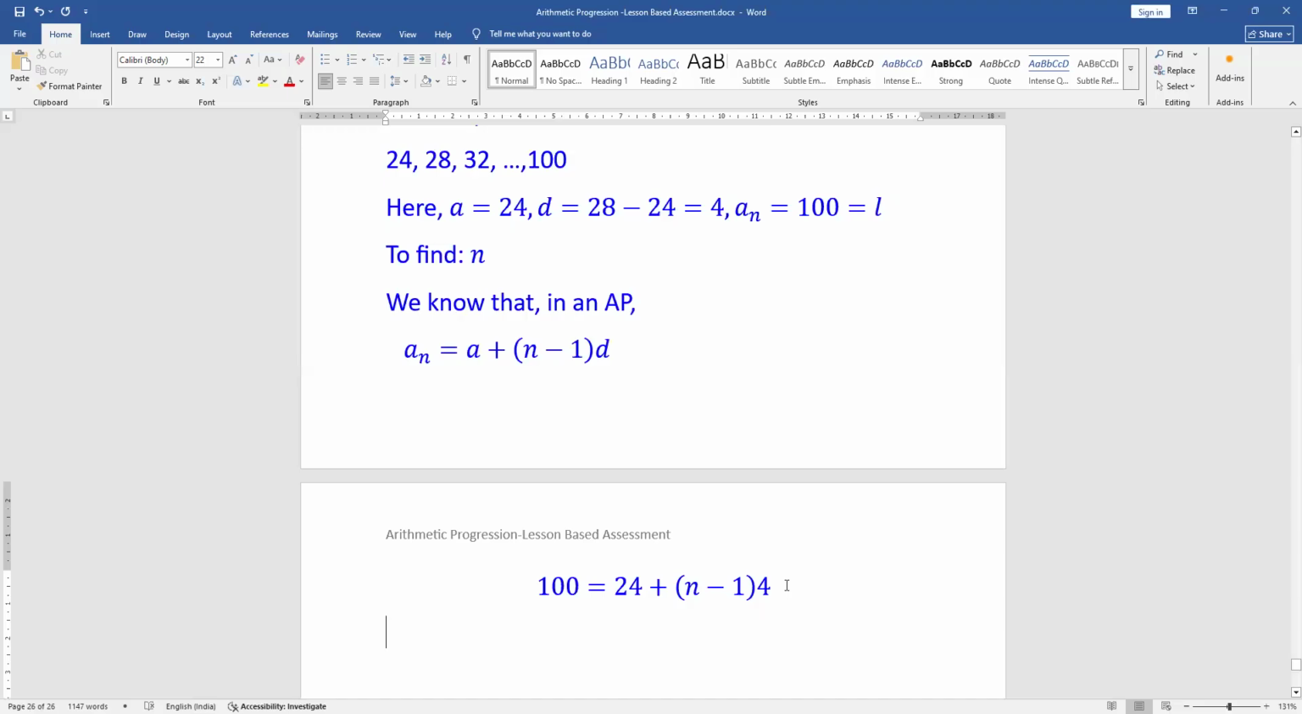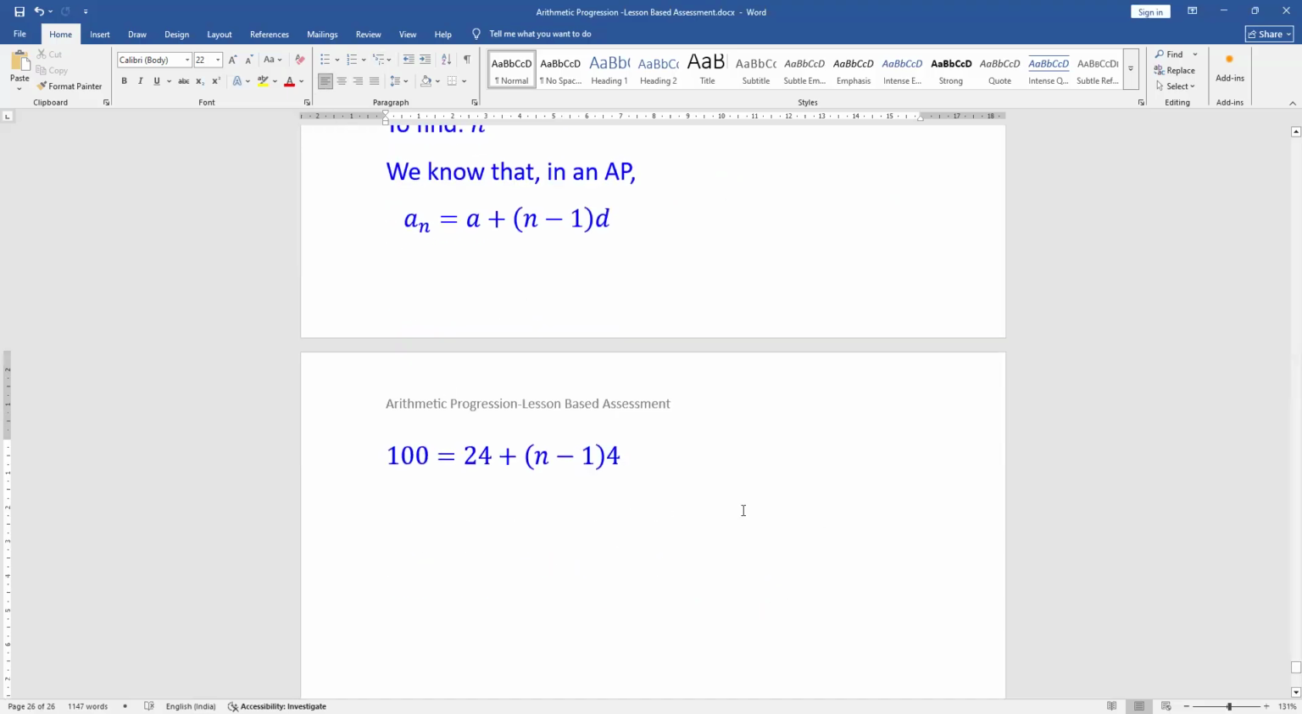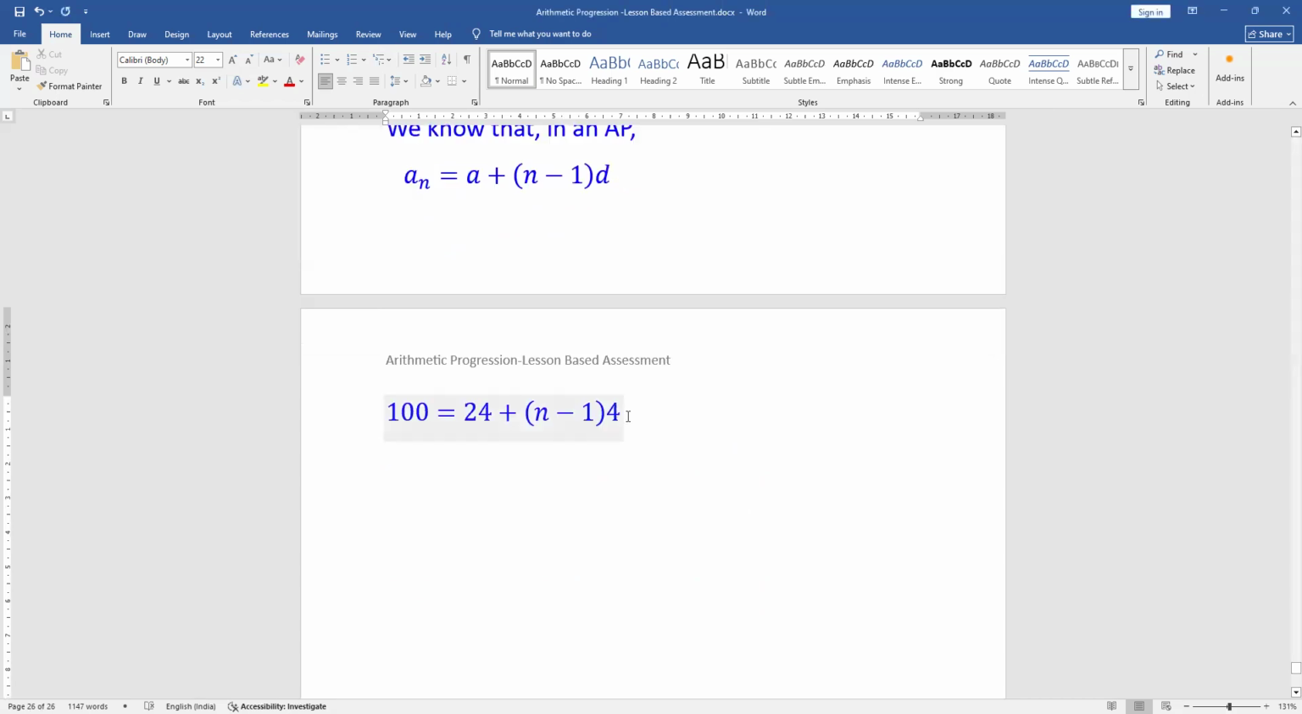Okay. Then in my next step, here, I'm going to write 100. And this 24, you transpose it to LHS. So 24 becomes minus 24 equals then (n minus 1) into 4. I write it in the RHS part. After that, again here, 100 minus 24 will be nothing but 76. 76 equals (n minus 1) into 4.